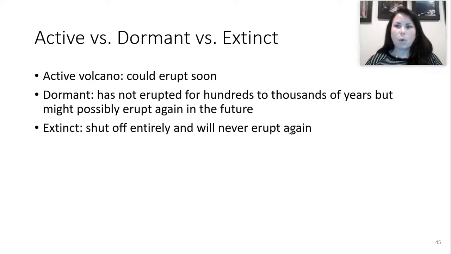So when we talk about what soon means, we have to think about this in terms of geologic time. So soon to you and me might be a year or, you know, 50 years. But in geologic time, sometimes we talk about soon being hundreds of years. And so an active volcano may not have been active just in the last year, but it could erupt within 50 to 100 to a few hundred years. Dormant means that it hasn't erupted, but could erupt within the next hundreds or thousands of years. So we have to think about what geologic time scale means in the context of volcanoes.